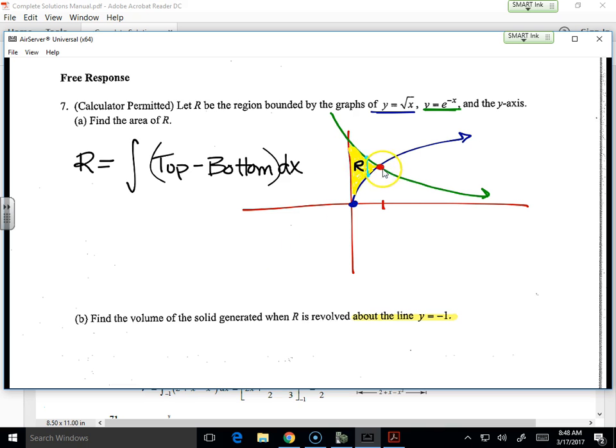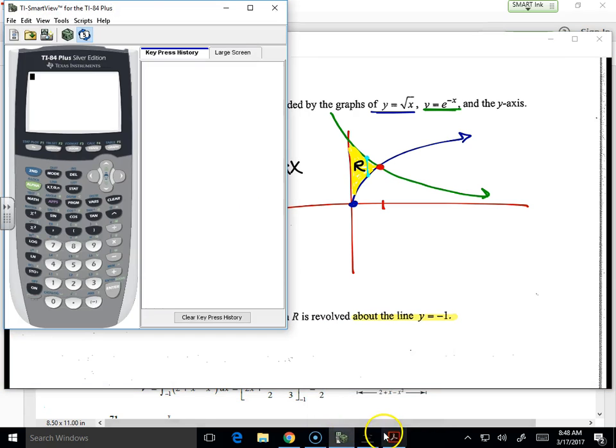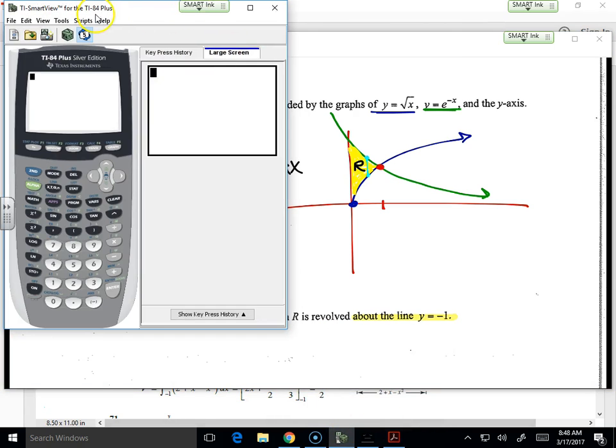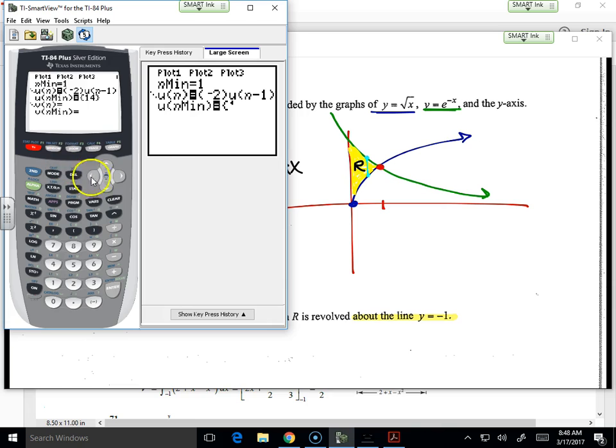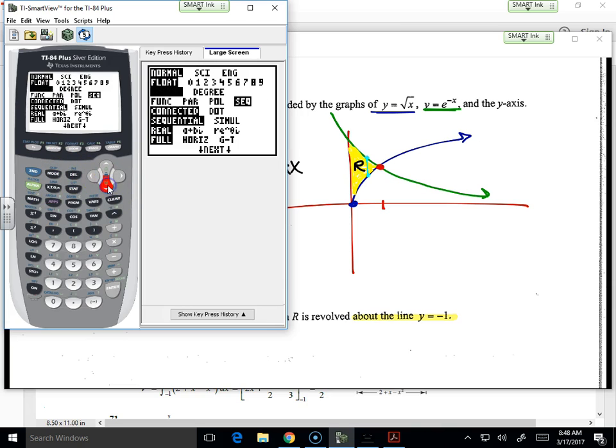Do you think that decimal is going to be important for the whole problem? Yes. So what are we going to do in our graphing calculator to help us out? We're going to store it. Not in sequence mode, that's not a good idea. Let's go back to plain old function mode.